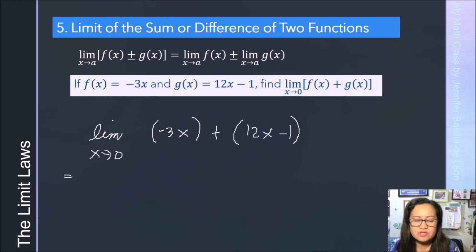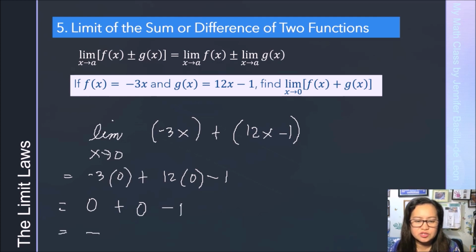Then we evaluate the given function at x equals 0. So we will have negative 3 times 0 plus 12 times 0 minus 1. So we will have 0 plus 0 minus 1. When simplified, it will just be equal to negative 1. Therefore, the limit of f of x plus g of x as x approaches 0 is negative 1.